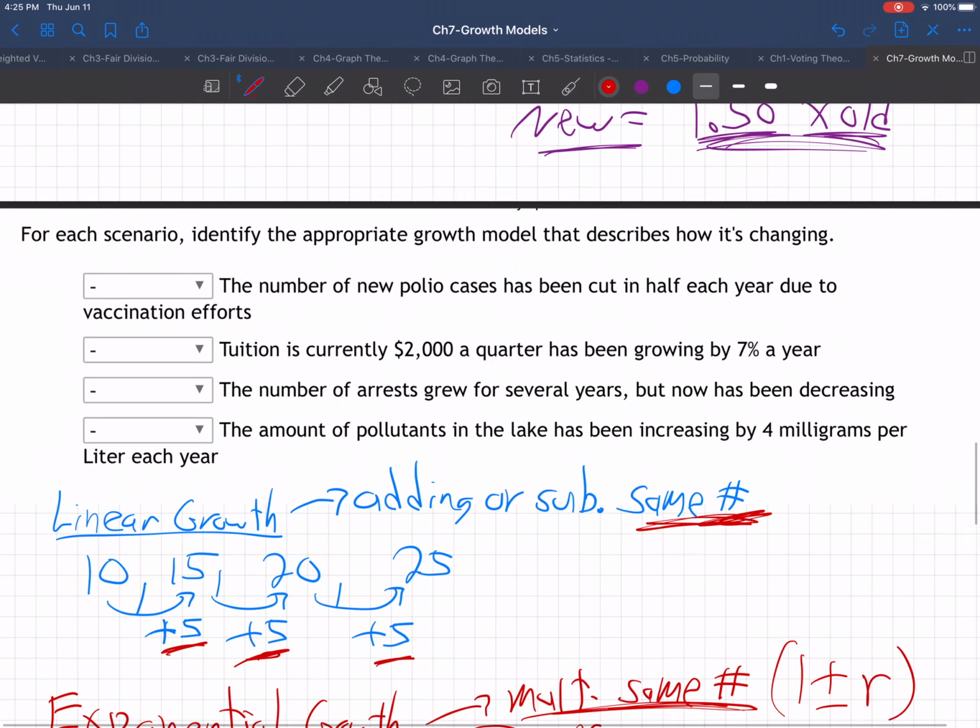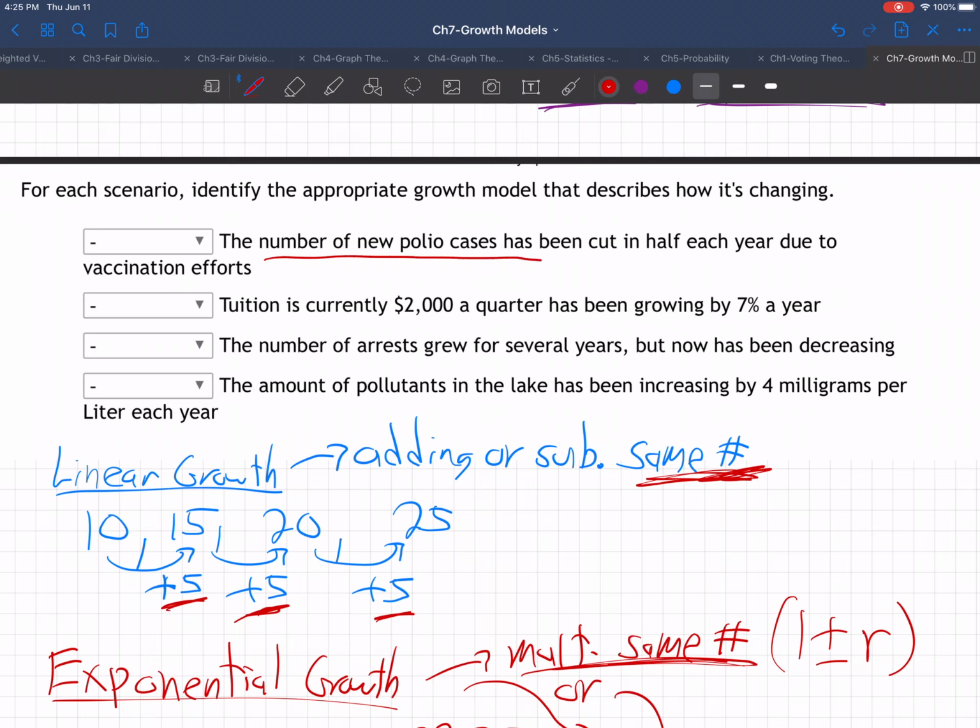So let's go back to the questions. The number of new polio cases has been cut in half. Now what's cut in half? Well, let me say, decreasing by 50% each year, isn't it? To cut something in half is to have it go down to half of what it was. It's decreasing by 50% each year.